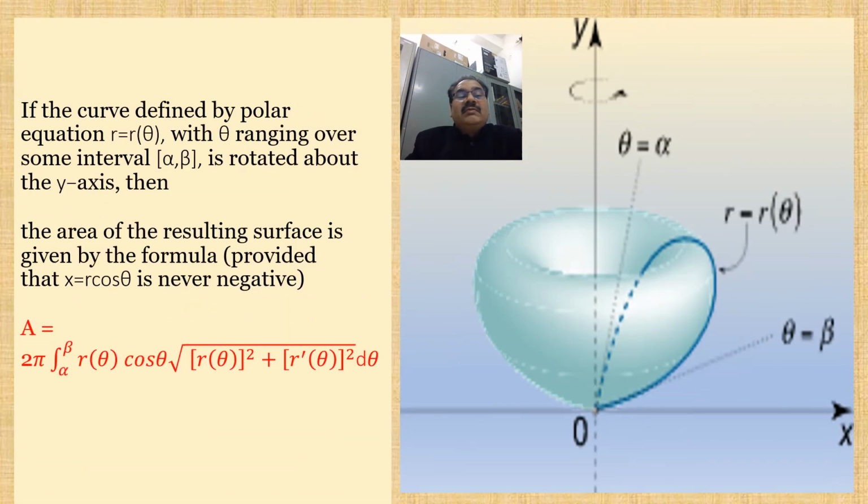Now, if the curve is defined by the polar equation r = r(θ), with θ ranging over some interval α to β, and is rotated about the y-axis, then the required formula will be 2π ∫ from α to β of r(θ) cos θ √(r(θ)² + r'(θ)²) dθ.